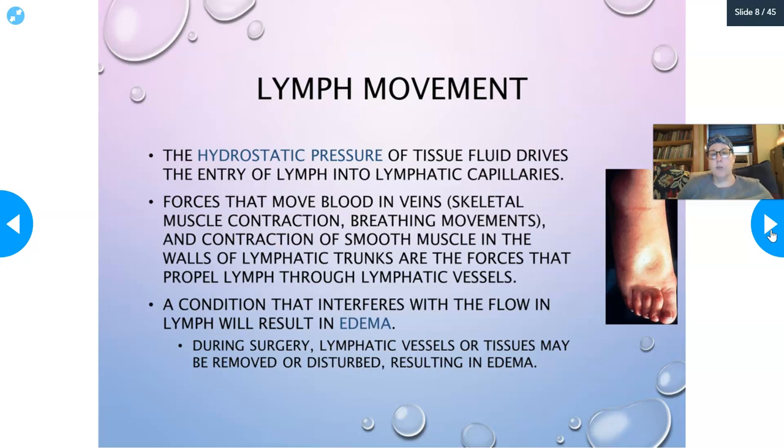A condition that interferes with the flow of lymph will result in edema. And here's a picture of edema in a foot. The way you know a patient has edema is if you press down into the swelling, and it stays indented, then that is edema. It signifies that there's excess tissue fluid. Part of that could be because lymphatic vessels or lymphatic tissues could have been removed or disturbed, and that could result in edema. If you don't have good lymph flow, you'll have tissue fluid staying behind and swelling and causing edema.